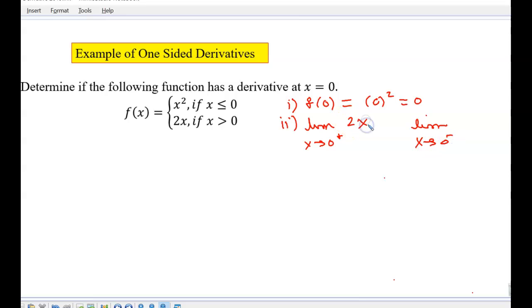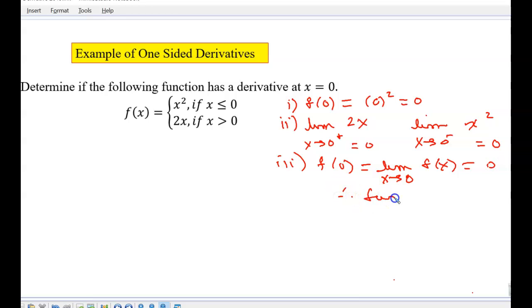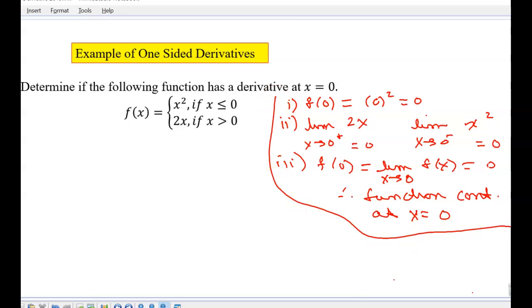So from the right of 0, I'm using this function. From the left of 0, I'm using that function. If I plug 0 in, this is going to be 0. If I plug 0 in, this is 0. So yes, there is a limit. The limit as x approaches 0 is 0. And since the value of the function at 0 is equal to the limit as x approaches 0 of the function, and they both happen to equal 0, my function is continuous at x equals 0. So now that we know it's continuous, we can try to see if it's differentiable.